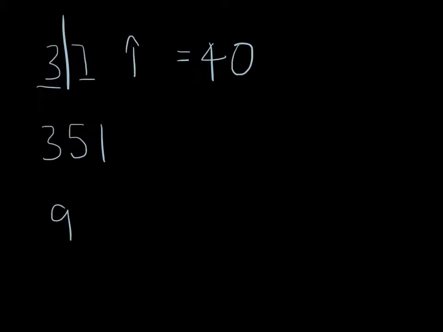Let's look at 351. My leading digit is 3 hundreds, therefore I will round to the nearest hundred. Is 351 closer to 300 or 400? I draw a line after my leading digit and I look at the next number. It's a 5. The rule is, if it's 5 or above, I round up. So I'm going to round up to the next hundred, which is 400.